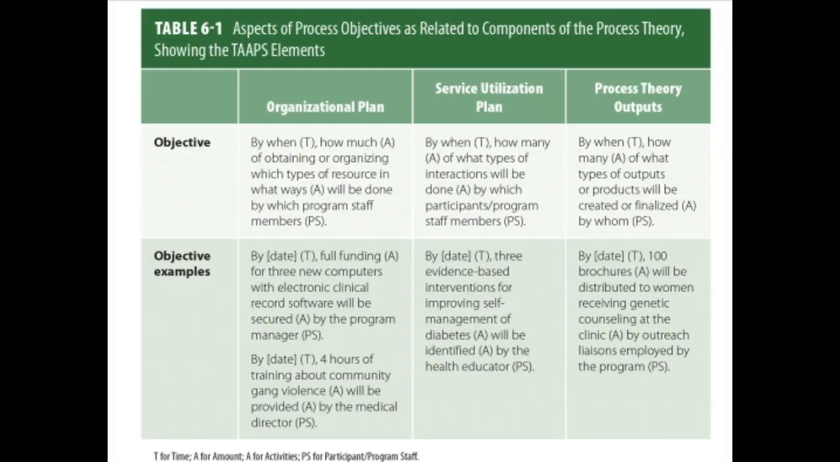In this table, you can see how the organizational plan, service utilization plan, and process theory outputs become process objectives. So for example, the process outputs are not about seeing an impact in the participant, but they are about measuring if the staff, in this example, distributed 100 brochures to women at the clinic by a certain date.